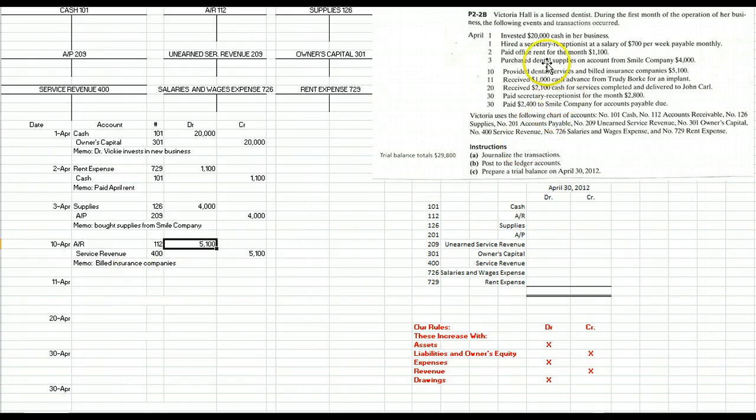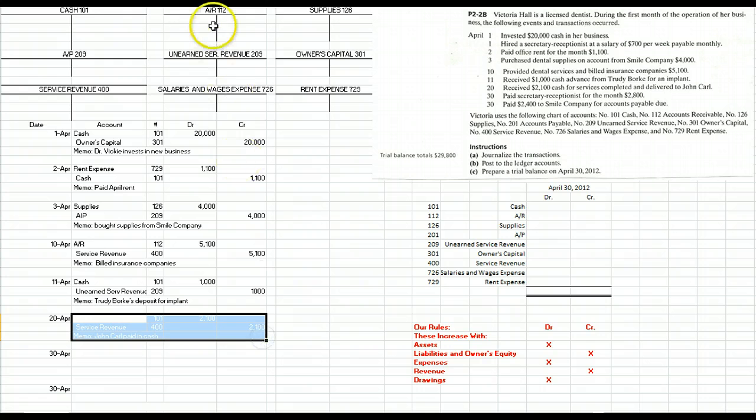On the other hand, on the 11th, someone pays us in advance. So we're going to debit cash because we collected the cash, but we haven't earned it yet. So what we have to do is incur a liability called unearned service revenue for $1,000. And if we want to make our little note to ourselves, we can say that that's Trudy Bork's deposit for her future implant.